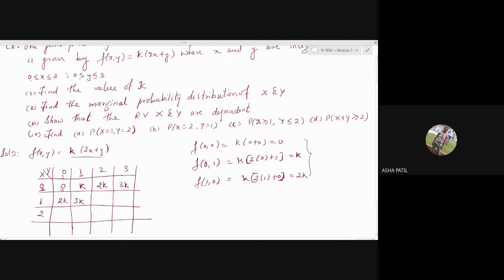x is 1, y is 2: 2 plus 2 is 4k. Yes, 4k. X is 1, y is 3: 2 plus 3, 5, you will get 5k. Now x is 2, y is 0: 2 into 2 will get 4k. X is 2, y is 1: 2 into 2, 4 plus 1, it is 5k. Next one, I think 6k and 7k.